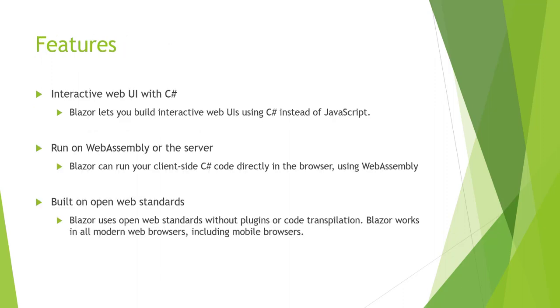Let's see the features. The first one is interactive web UI with C Sharp. Blazor lets you build interactive web UI using C Sharp instead of JavaScript. As I just started talking about, on the front end side, we can also use C Sharp instead of JavaScript.